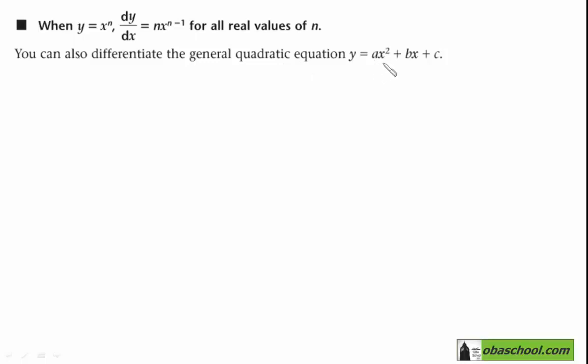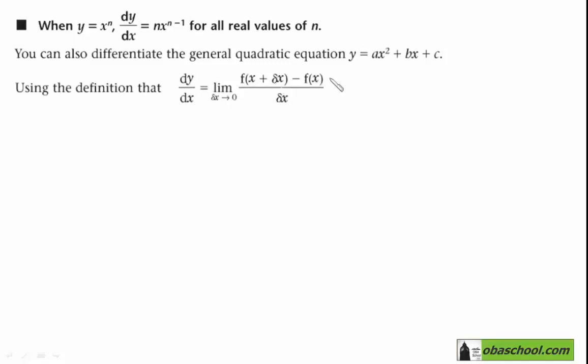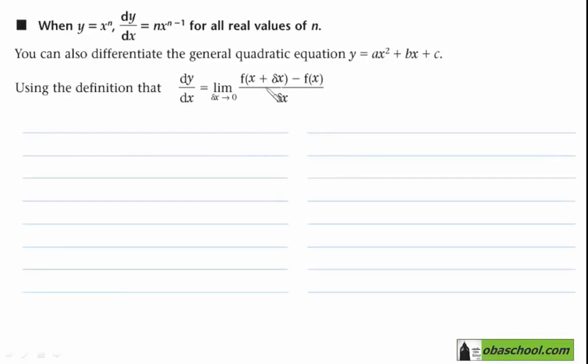We reduce the power by 1. Then you can also differentiate the general quadratic equation y equals ax squared plus bx plus c using the definition that dy by dx equals the limit as delta x tends to 0 of f of x plus delta x minus f of x, divided by delta x. Let's now do this definition manually to find dy by dx, knowing that we have y equals ax squared plus bx plus c.